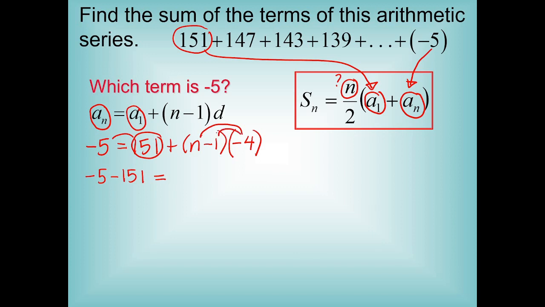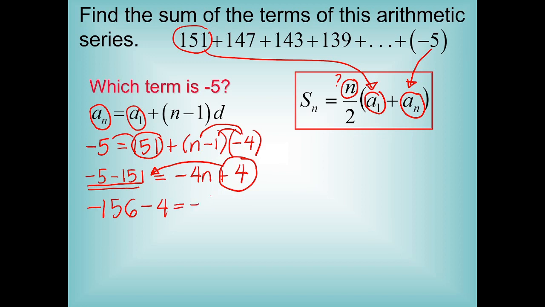Distribute. Okay. I'm going to distribute this now. What happens here? This becomes negative 4n plus 4 is right. Okay. Now, let's combine these two. How much is this? 156. What do I do with positive 4? So, what happens to positive 4? It becomes, okay, there you have it, negative 4.